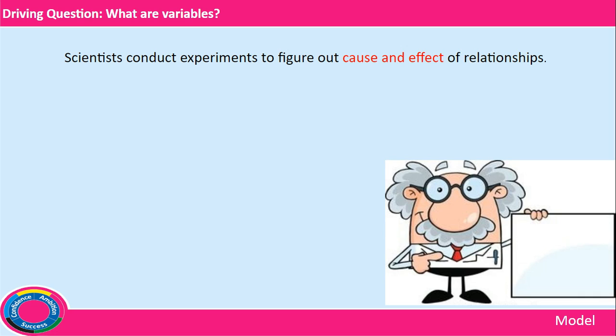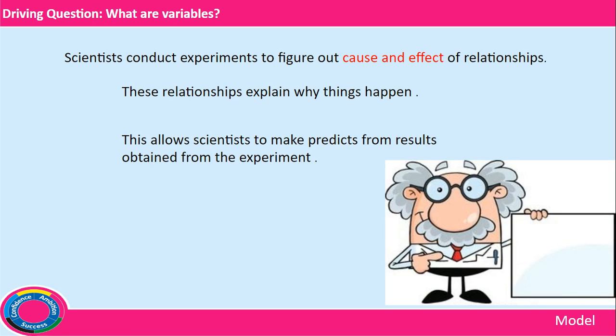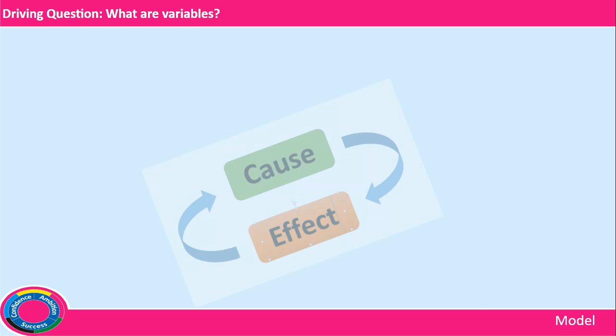Scientists conduct experiments to figure out a cause and effect of a relationship. What's causing something to happen and what's the effect? What's the outcome? Effect is outcome. So the relationships need to explain things that are happening or has happened. Now, these relationships allow scientists to make predictions from the experiments that has been conducted. Scientists are able to make a prediction that they obtain from a given experiment.